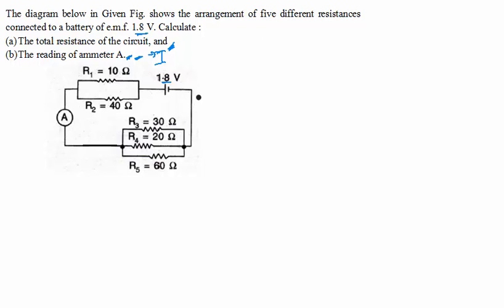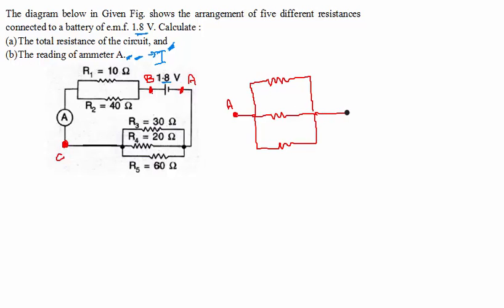Now let's try to find out total resistance. Let this point be A and this point be B, and in between, this point be C. Let's try to draw the circuit in a different manner. From A, 3 resistors are all connected in parallel, and then point C, and from there 2 resistors both connected in parallel, and then B. So this is point C.